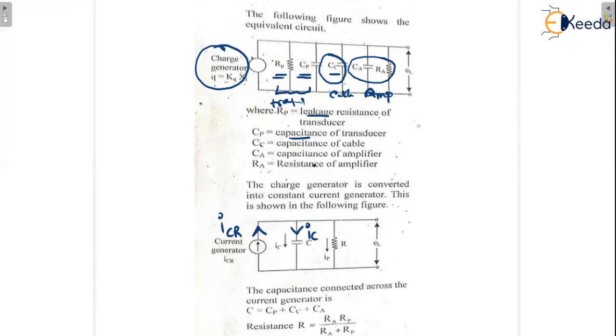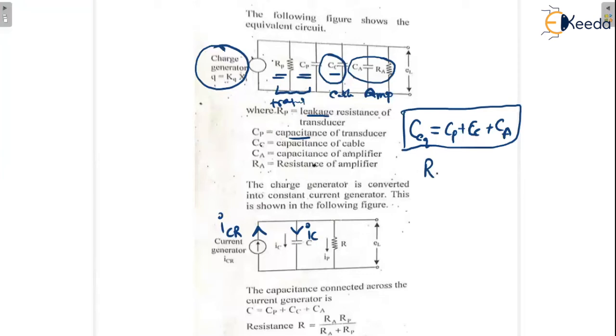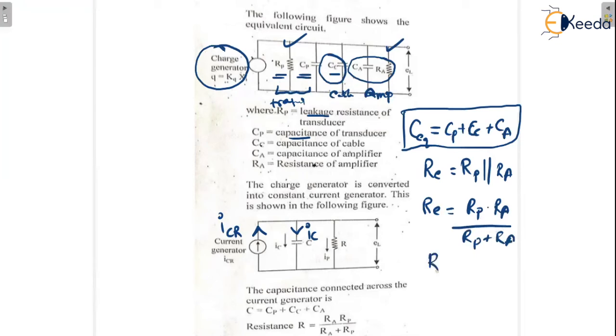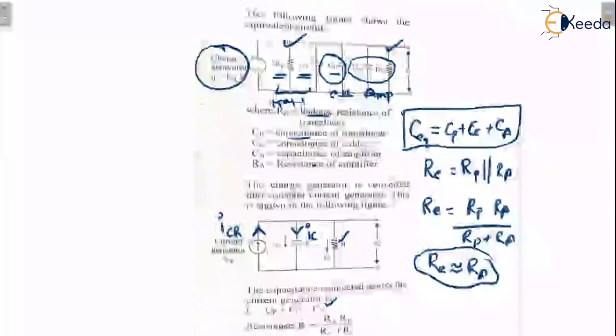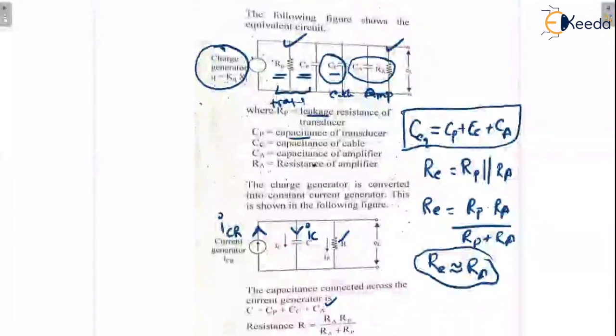All these three capacitances can be written as C equivalent equals CP plus CC plus CA. Three capacitors connected in parallel will give you an equivalent which is the summation of all the three. And resistance, you can take R equivalent, which is RP in parallel with RA. Both these resistances are connected in parallel. Now what does it become? R equivalent is equal to RP into RA by RP plus RA. Because RA is small and RP is large, the value will approximately be equal to RA. This is what you'll write here. You can see these capacitance and resistance values. That's how you simplify the circuit and draw the equivalent circuit.